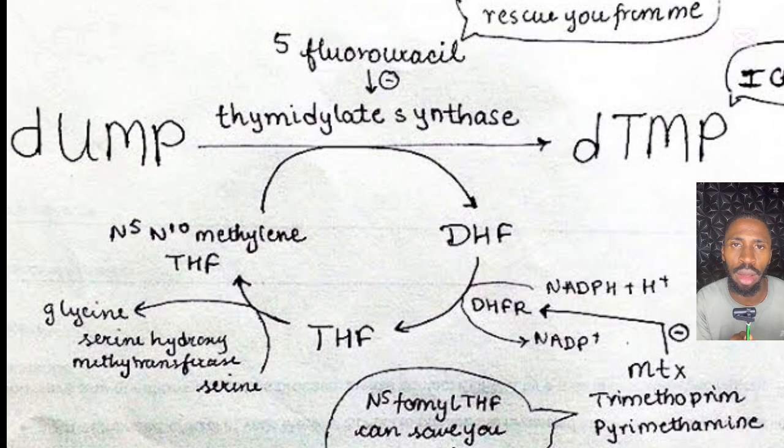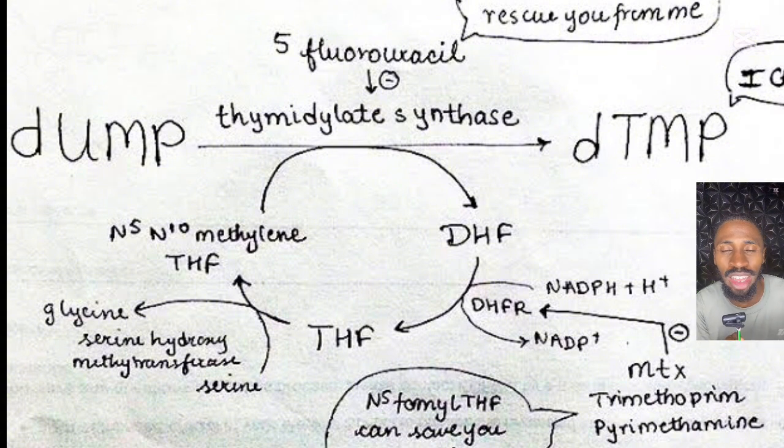So some agents can be used. I told you earlier that some agents are chemotherapeutic agents which you use to inhibit thymidylate synthetase. And when you inhibit thymidylate synthetase, you cannot convert dUMP to dTMP, and you cannot form the DNA structure. So thymidine will not be formed.